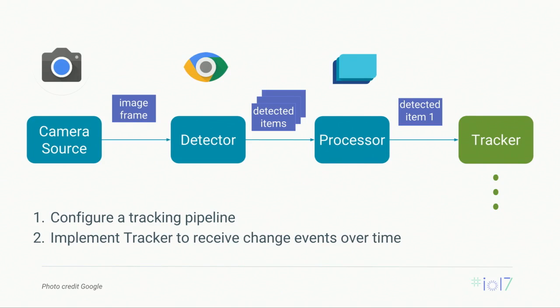So the camera source, detector, and processor are provided by the Mobile Vision API. The only portion you need to worry about is the tracker. The tracker is the piece of code you write that implements your business logic.